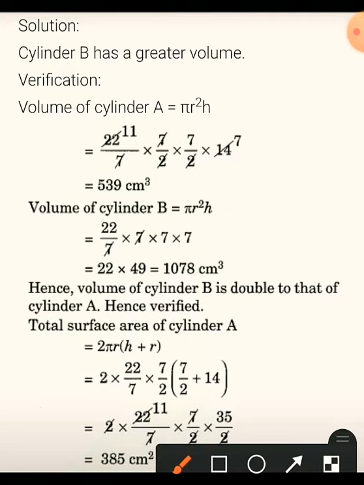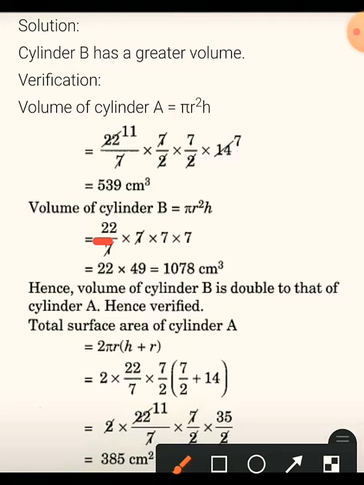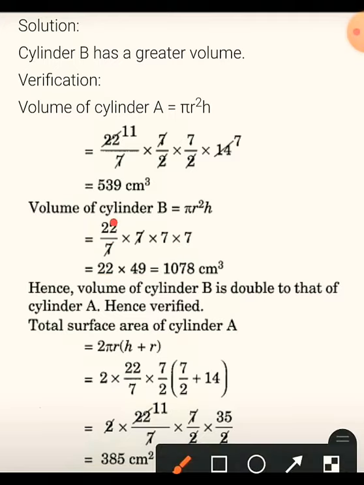So now putting the values, 22 upon 7, r square means 7 into 7 two times, and this height means again 7. This 7 and this 7 cancellation is possible. Now what is left with us? 22 and both 7s. So 7 sevens are 49. So 22 into 49, 1078 centimeter cube. So this will be our answer for the volume of cylinder B.